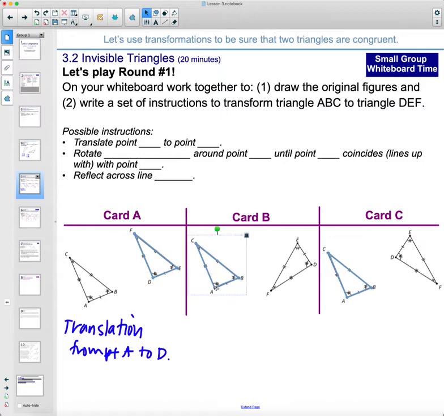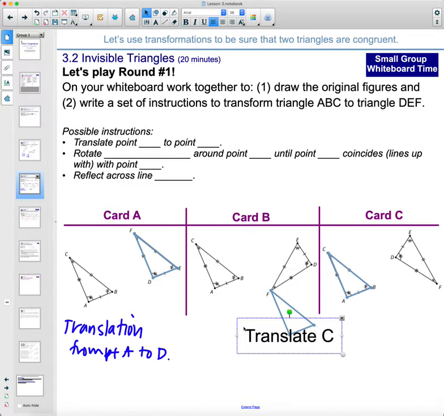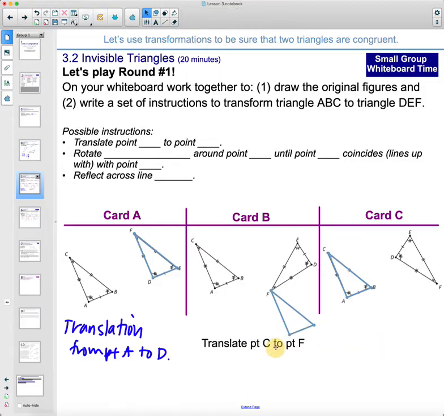Card B, okay, so if we translate, now remember, translate a corresponding part. So I want to move C to F, okay, so I see that C only has an angle with one arc, and so does F. So I'm going to translate C to F, and that didn't move it fully on there. So far we've done translate C to F. Let me type this instead. Okay, so translate point C to point F, and that got us here.